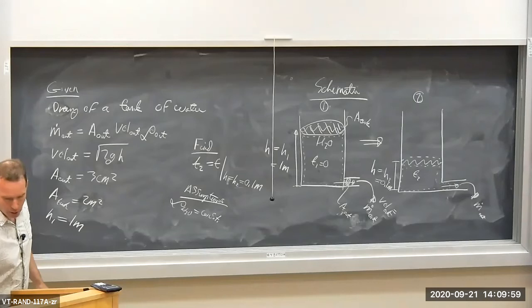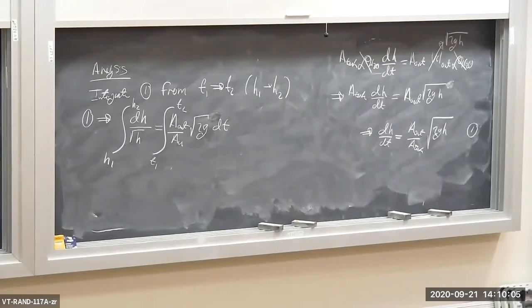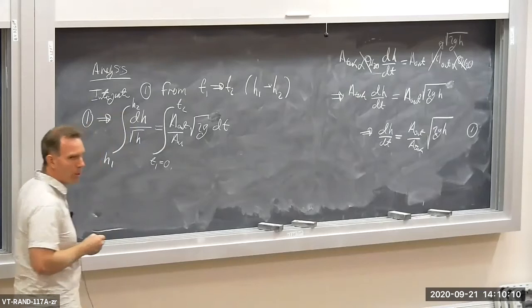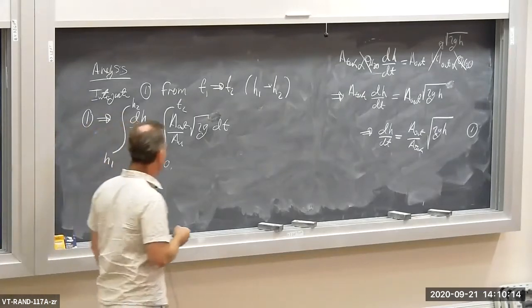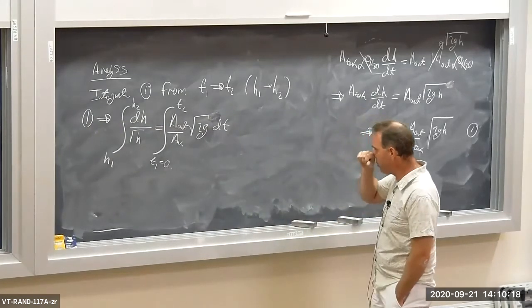I want to know how long it takes, in other words T2, to drain the tank by 90%. So I may as well set this equal to 0 right now, okay? T1 is equal to 0. I want to know time T2, in other words, how long it takes to drain the tank by a certain amount. So let's integrate this here.